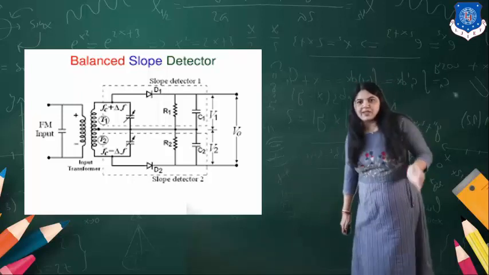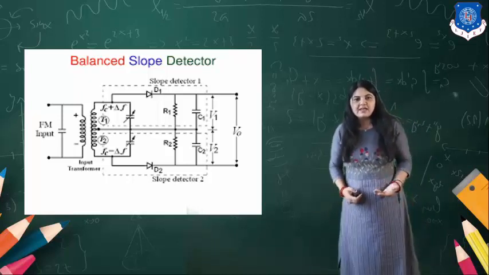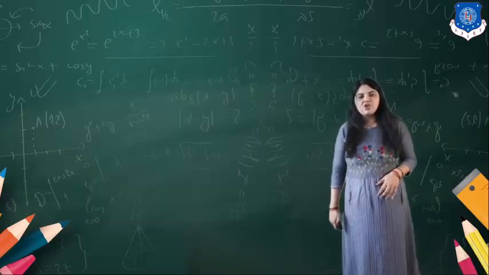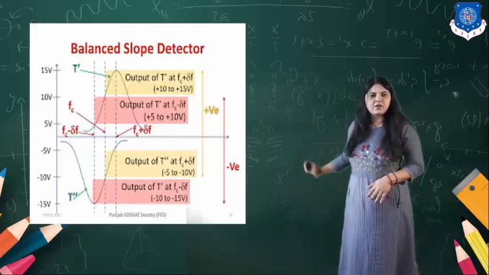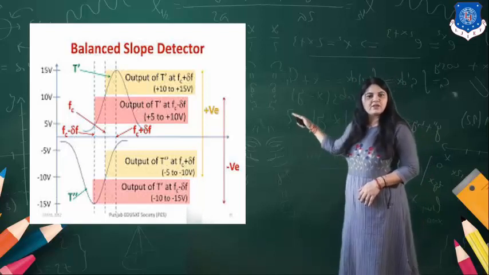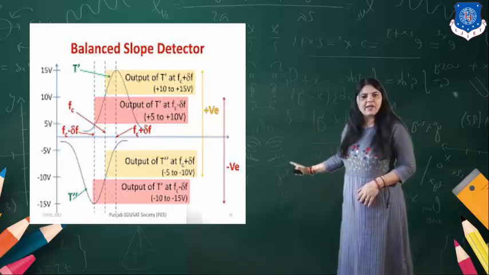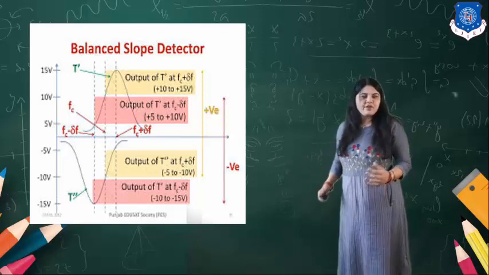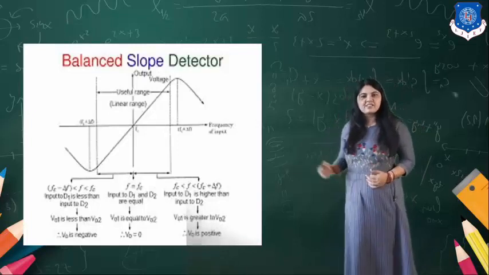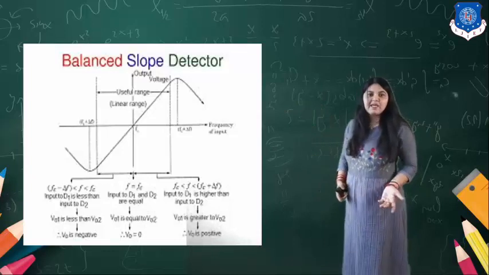During the positive cycle, D1 will conduct. During the other cycle, D2 will conduct, and we have an output that is the summation of the two. In the diagram, during the positive peak we have one output, and during the negative peak we have the other output. We can sum them and get better transfer characteristics, and the linearity of the linear region can be increased.